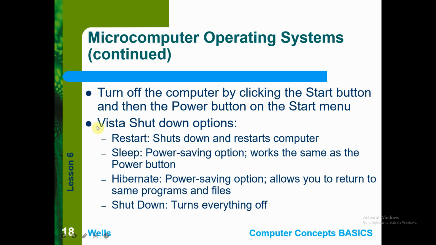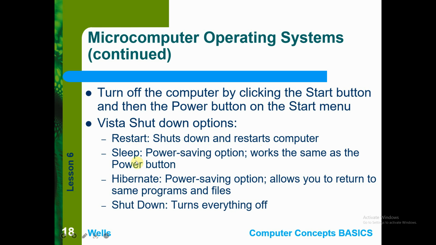So, the basics of how we operate a computer, no? By clicking the start button and then the power button to turn off. Then restart, sleep, hibernate, shutdown are the usual options. So, if you restart, it will shut down the computer and boot it up again.